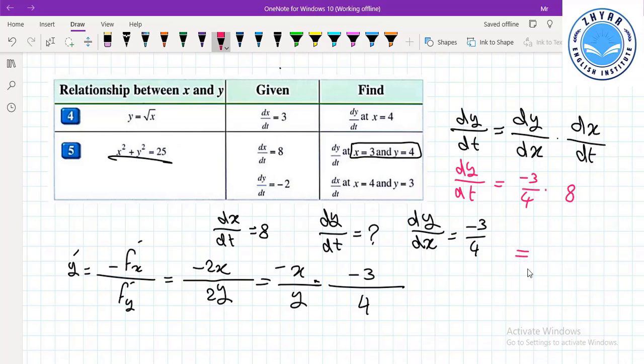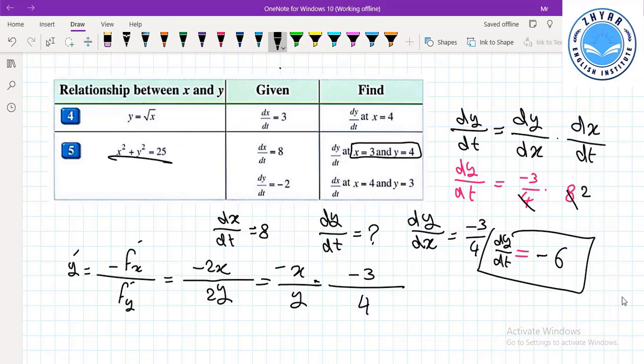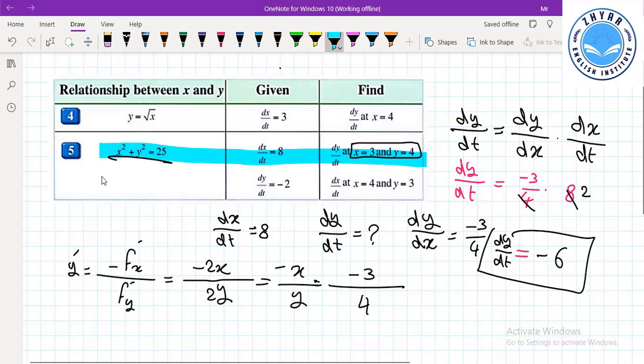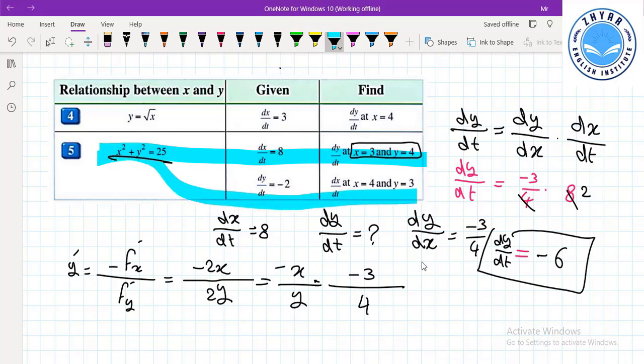Multiply, that is 4 cancels 8 to be 2, that is negative 6. So dy/dt is equal to negative 6. That was the first part of question 5. Now let's do the second part.